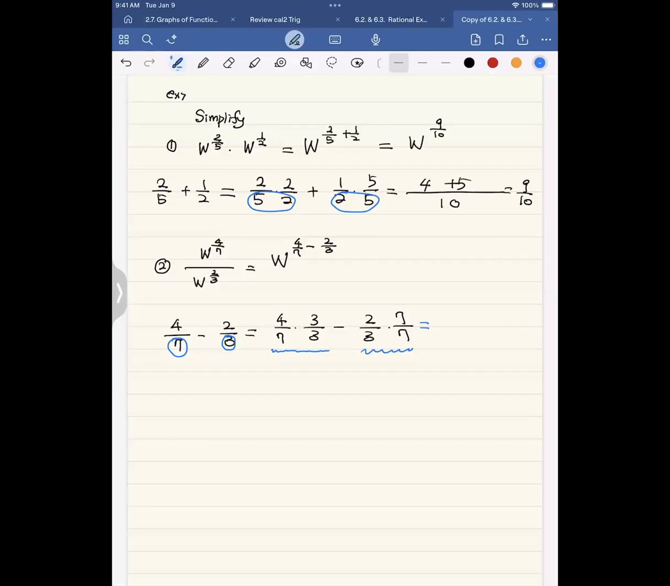So that's the denominator 21. The first one is 12, minus the second one, 14. So that's minus 2 over 21. So we conclude the problem with negative 2 over 21.